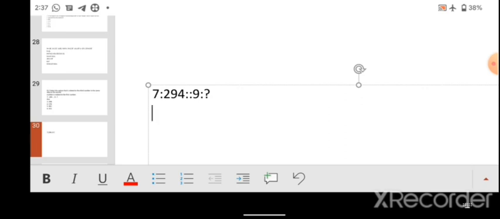So 294, if you divide it by 7, what do we get? 7 4s are 28, 7 2s are 14, so 42. Now 42, what can we understand by 42? 42 is 7 into 6.